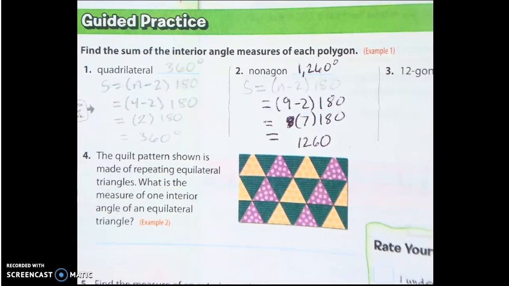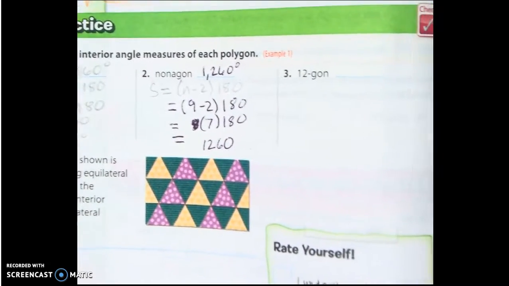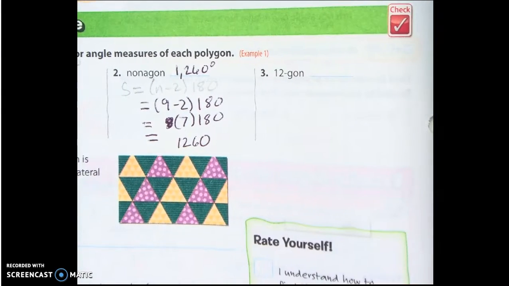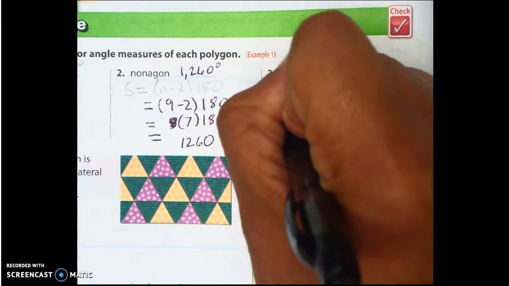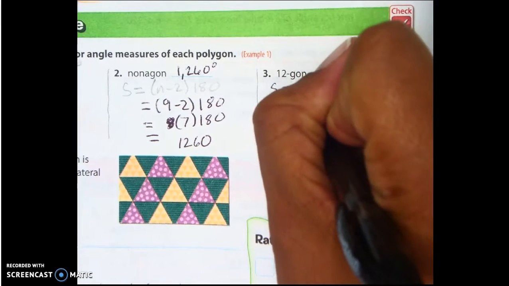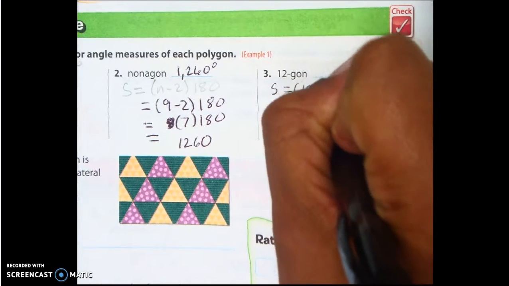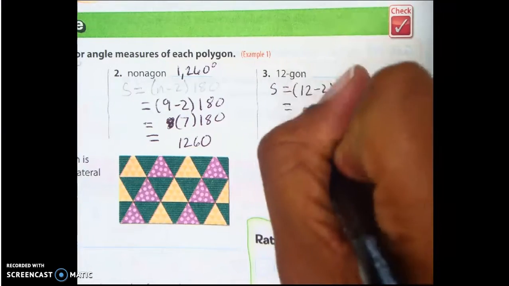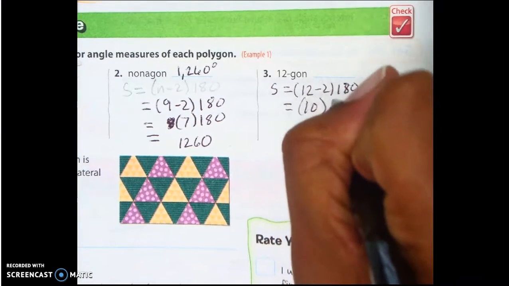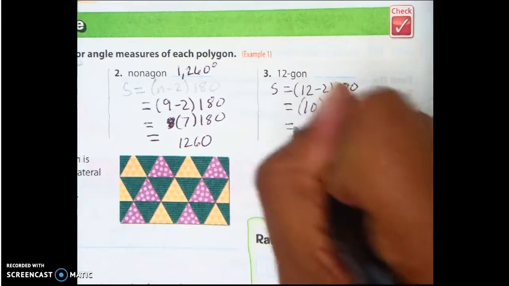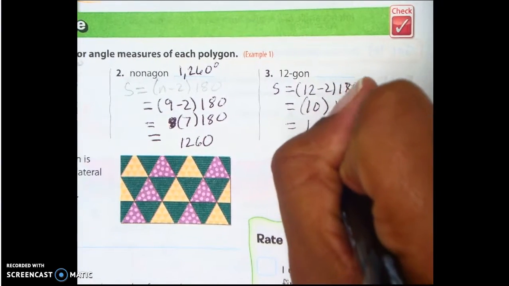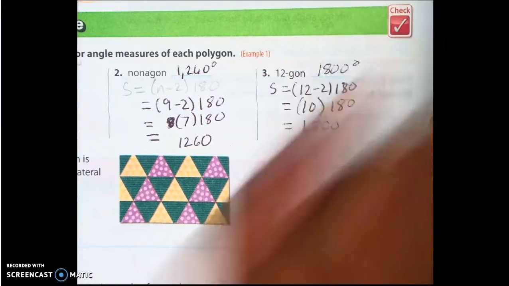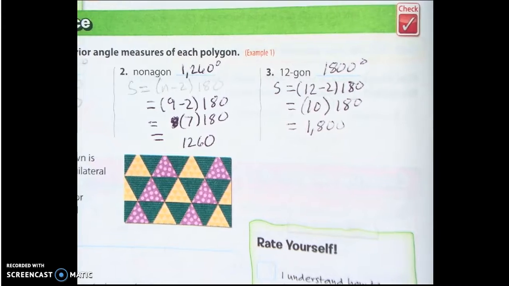And then number 3, we have another name right there, a 12-gon. That makes it easy. The 12 tells us how many sides there are, so that means we're going to go ahead and plug in 12 for my n and multiply by 180. So 12 minus 2 is 10. Multiply that times 180 gives me 1,800. So the sum of the interior angles is 1,800 for a 12-gon.